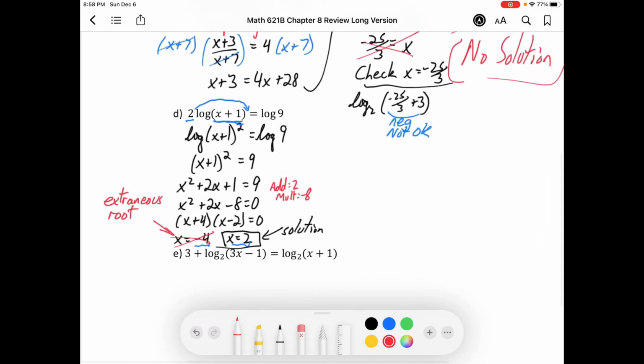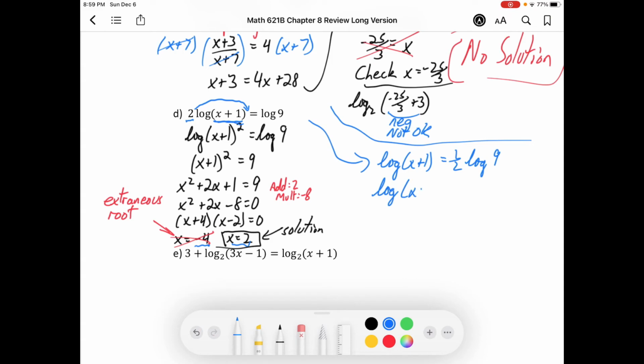Okay, here's another way that you could approach this. You could have multiplied both sides by a half, and that would have given you just log of x plus 1 on the left-hand side, and a half log of 9 on the other side. And then that half could live up top as an exponent. And 9 to the half is just 3.